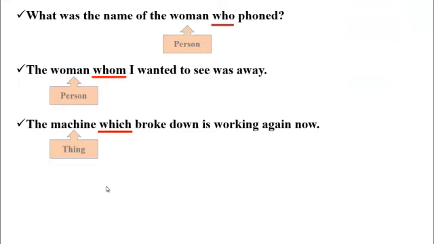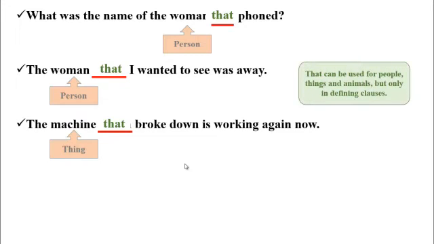Let's study again the first three examples. As we said before, here we can use these relative pronouns, who, whom, or which, or we can use another relative pronoun, which is that. So we can say, what was the name of the woman that phoned? The woman that I wanted to see was away, or the machine that broke down is working again now. From these examples we learned that "that" can function as a subject or object pronoun for people, things and animals, but you need to be careful with "that" because it is only used in defining clauses.